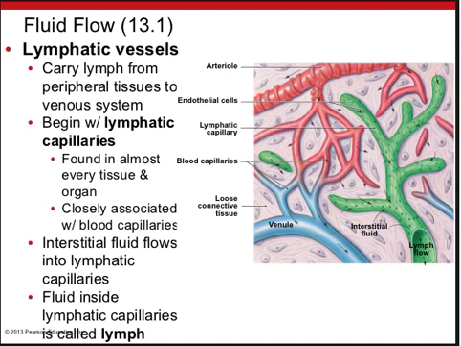If we look at a lymphatic vessel, it's very similar in organization to a blood vessel. It has a tunica intima, tunica media, and a tunica externa. The intima is primarily endothelial tissue with valves. The tunica media is smooth muscle, and the tunica externa is connective tissue.